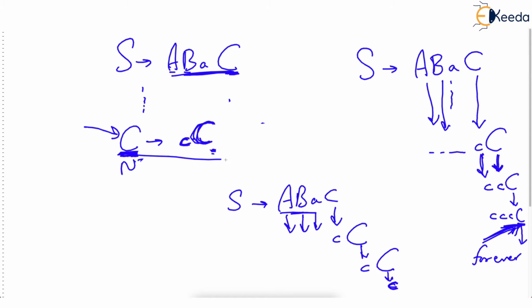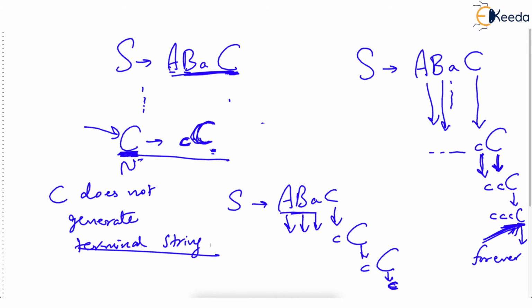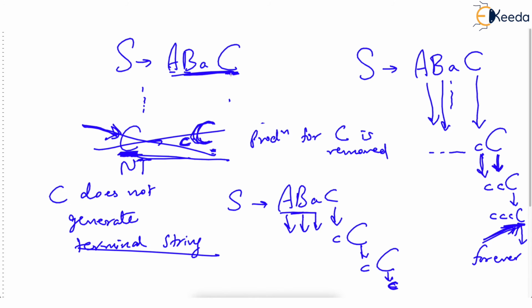Why is C useless? Because C does not generate a terminal string. It goes on in a loop forever, isn't it? So what do you do with such a non-terminal C, which is non-generating terminal? You simply remove it. Please try to understand. You remove it such that the production for C is removed. Note, the production for C is removed, and you remove all those productions where C occurs on the right hand side.